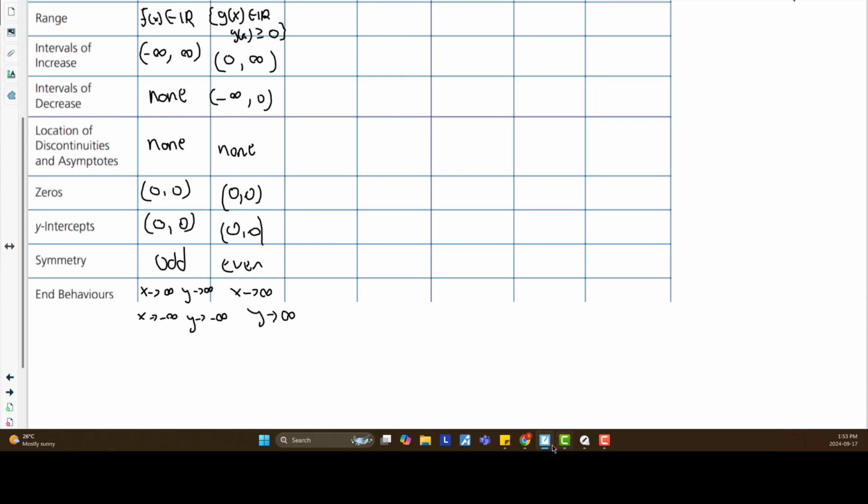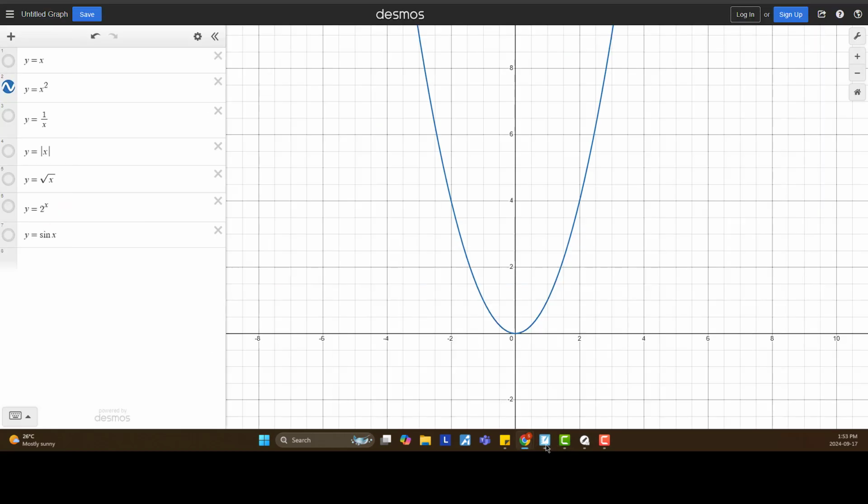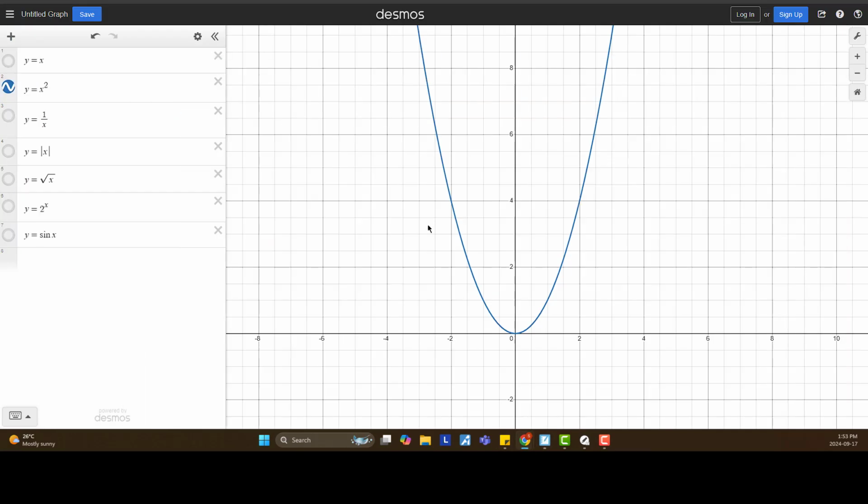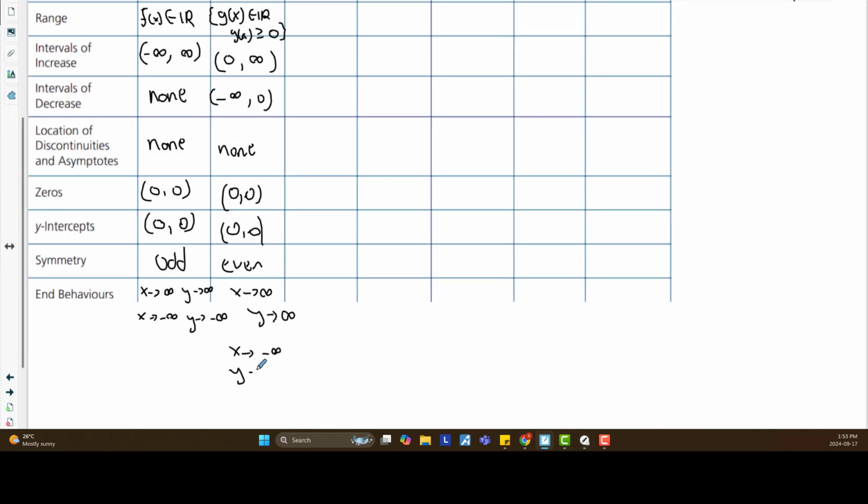But what about when x is getting smaller and smaller and smaller? So when x is going to negative infinity, what's happening with y? Y is getting bigger and bigger and bigger. You see it's going up. So y is then going to positive infinity. And this is the end behaviors for a quadratic function. So end behaviors are always written in pairs, remember? So x does something, and then you have to tell me what's happening with y when x is doing that.